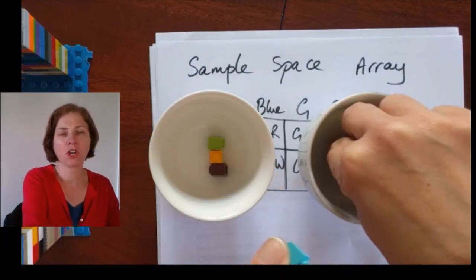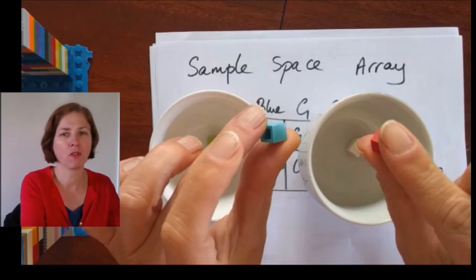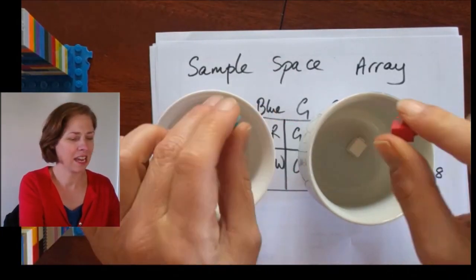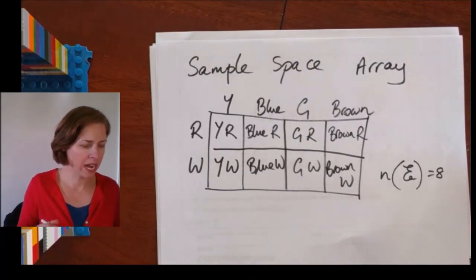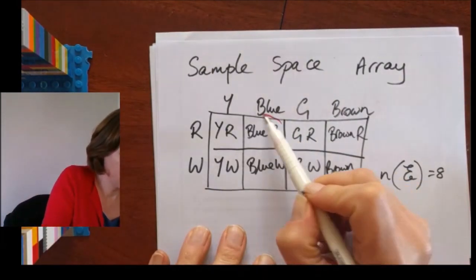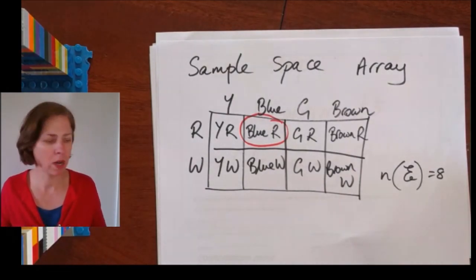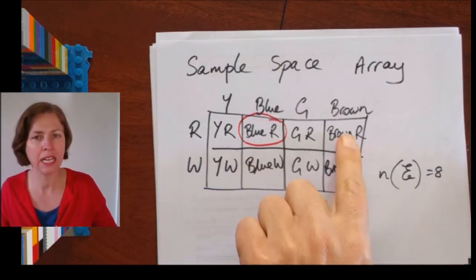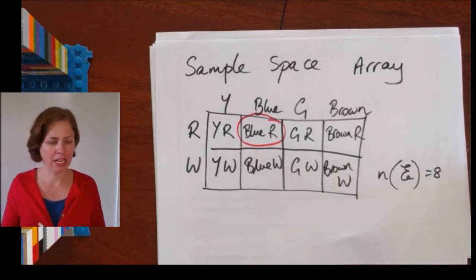What if I want to know the combination of blue then green? Oh, sorry, blue then red. Okay, so I look at what I've got. Blue then red, blue then red. That appears here in my array. It only happens once. There's no other combination written here that looks like my blue then red combination.